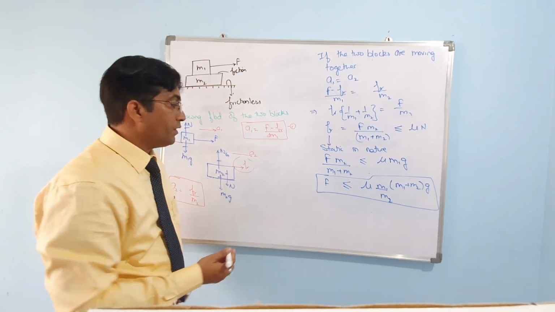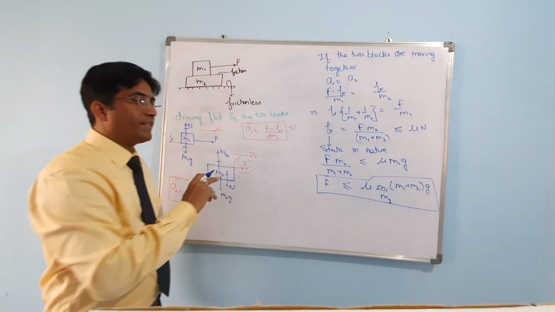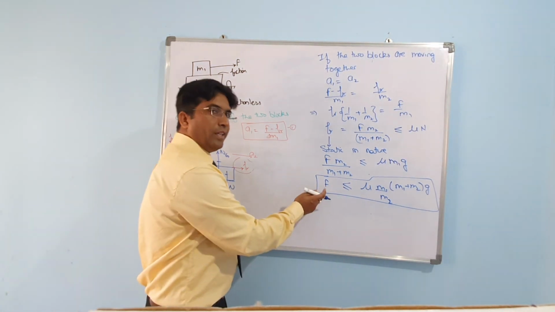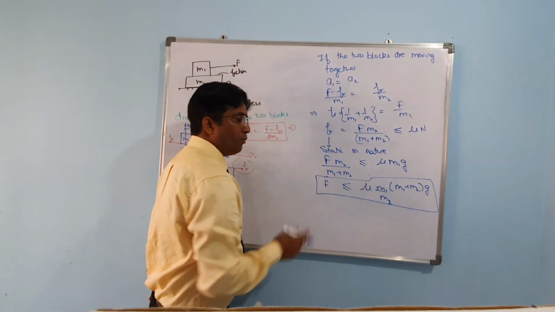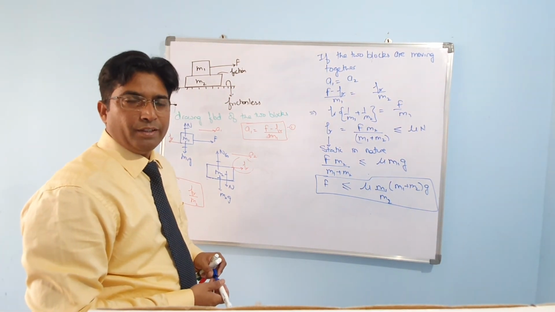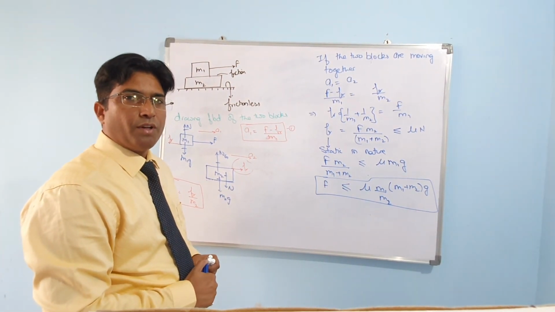So in the first case we got F less than or equal to mu times (m1 plus m2) into g, whereas in the second case I am getting F less than or equal to mu times m1 by m2 into (m1 plus m2) into g. So this is how the two blocks will move together.